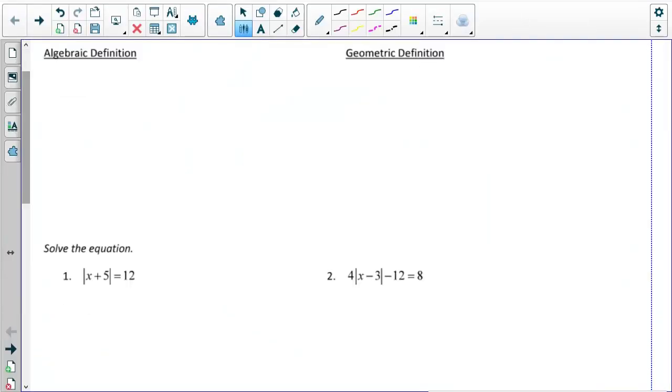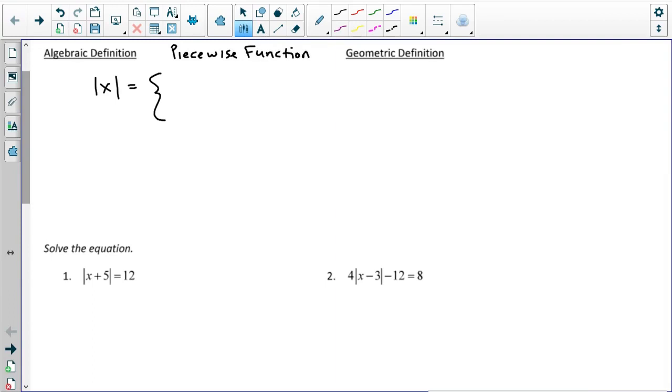So the algebraic definition of absolute value is, if I have the absolute value of x, it turns into a function that means two different things based on what the value of x is at any particular time. So we call that a piecewise function, and we'll get into those a little bit later on in the year. But the absolute value of x is defined to be the line y equals x when x is greater than or equal to 0, and it's defined to be negative x when x is less than 0.